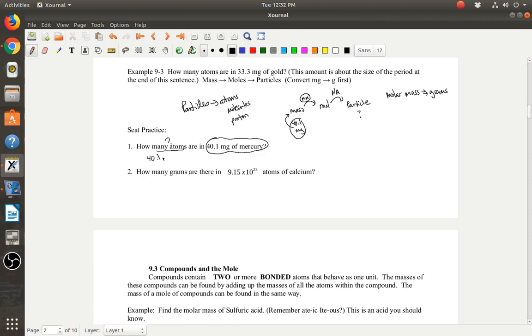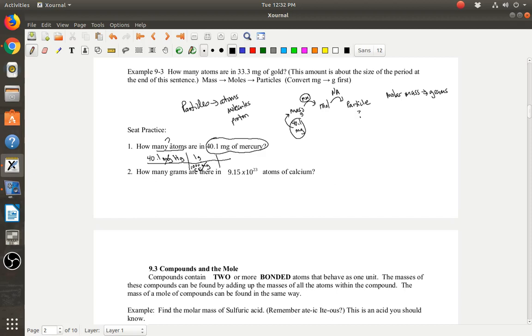So 40.1 milligrams mercury, Hg, and I have to convert it to grams first. So I'm going to use a conversion factor. There are 1,000 milligrams in 1 gram. That's my conversion factor. So milligrams and milligrams cancel, and now everything's in grams. And now I'm going to use the molar mass because I'm at the mass. The mass is in grams, so I have to turn it into grams first.